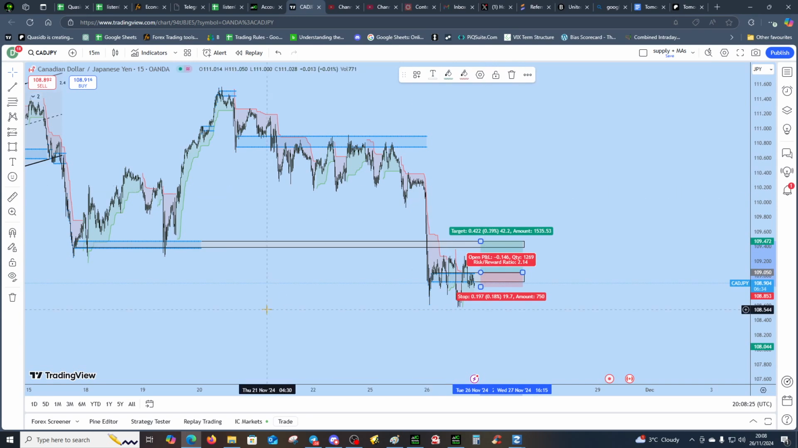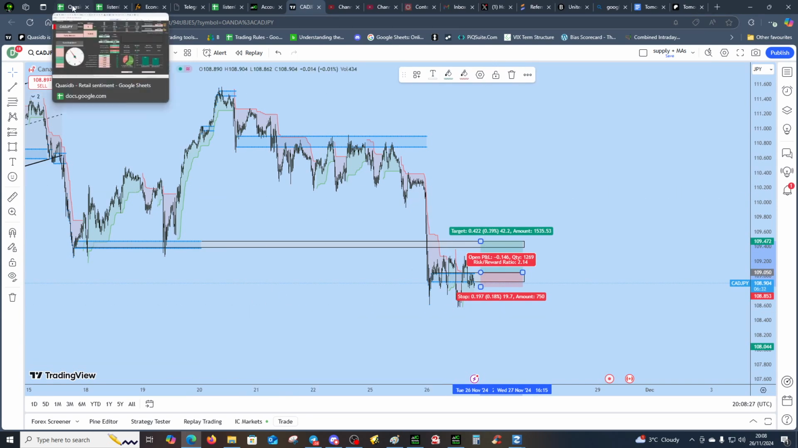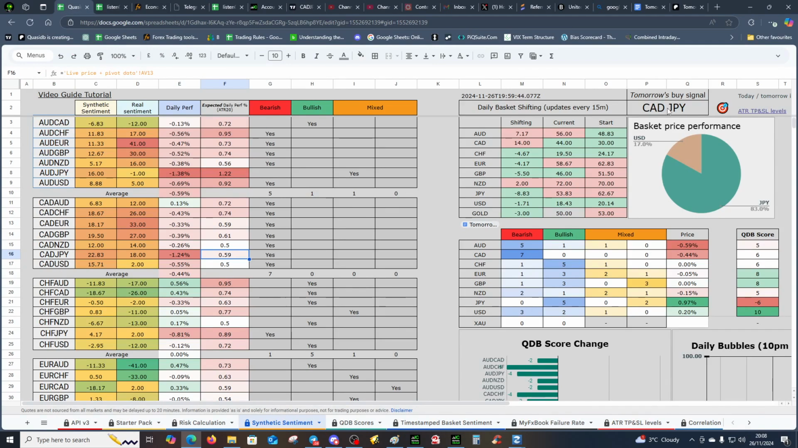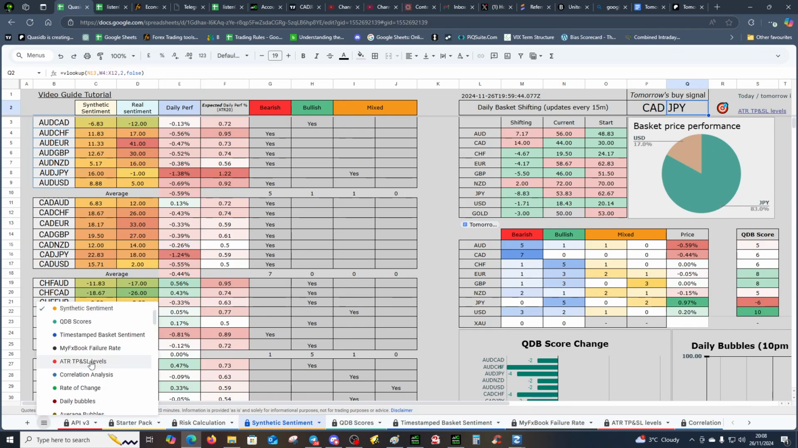So just to say that there's two requirements. You come to the synthetic sentiment, we need to check the max deviation of the two bubbles, and we need to check whether or not it's crushed the retail guys on the ADR. Yes, it has. And then you can use the sheet to complement the trade idea.